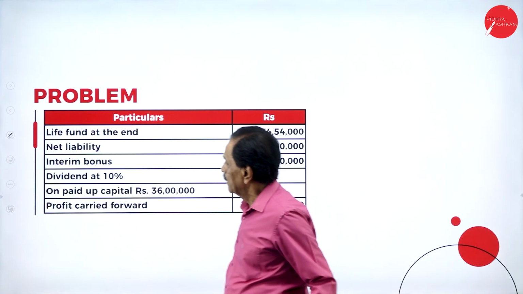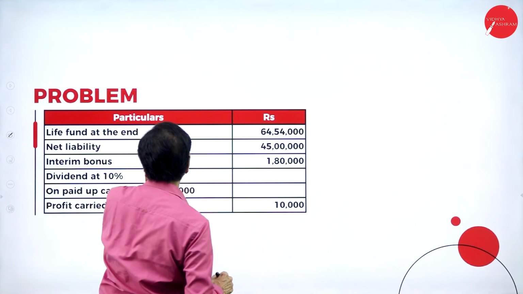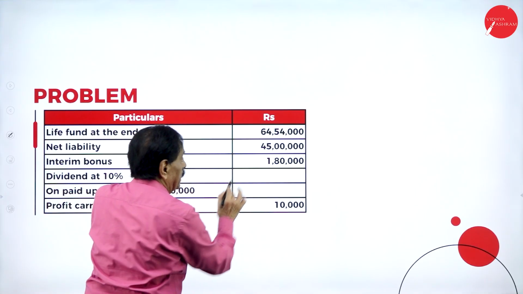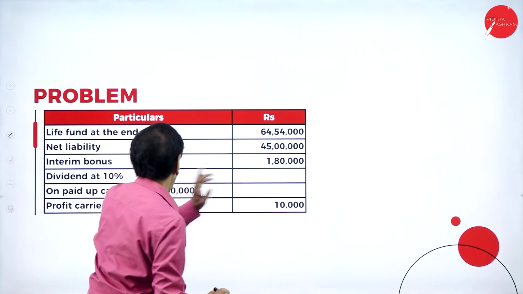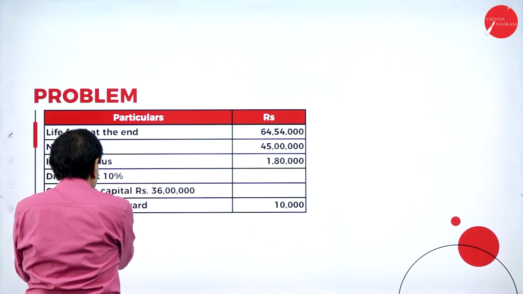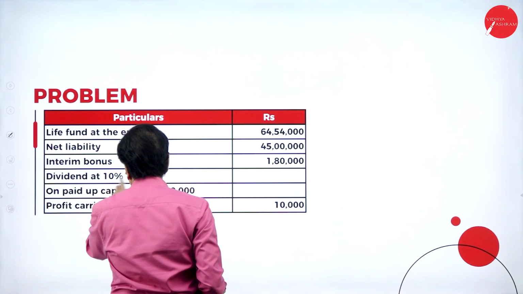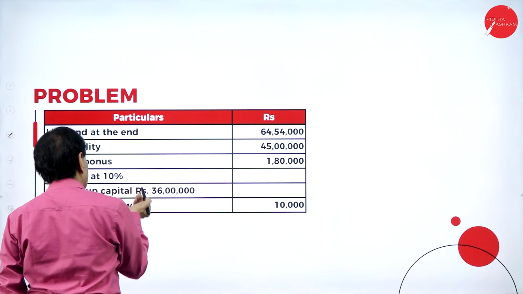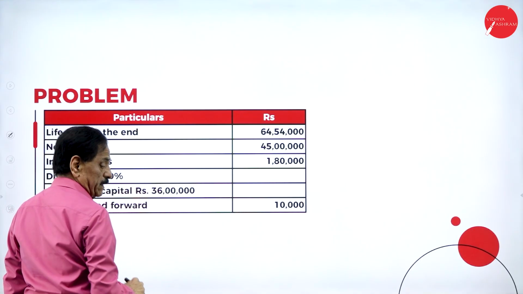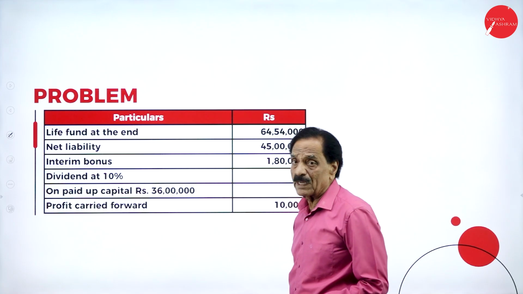Third one. Life fund at the end 64 lakh 54,000. Net liability 45 lakh. Interim bonus 1 lakh 80,000 on paid up capital of 36 lakh. So dividend paid at 10% on paid up capital of 36 lakh, 36 lakh into 10 by 100. Profit carried forward 10,000. What's the first step to do? Valuation balance sheet.